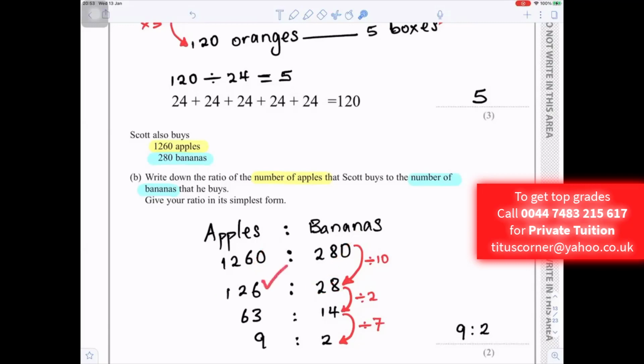Now this is an even number on the left, even number on the right. So you can simplify by dividing by 2. Half of 28 is 14. Half of 126 is 63. So 14 and 63 are in the 7 times table. So 14 divided by 7 is 2. 63 divided by 7 is 9. So the simplest ratio is 2:9.